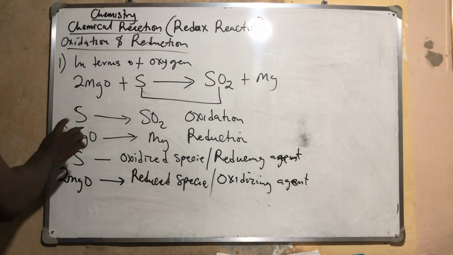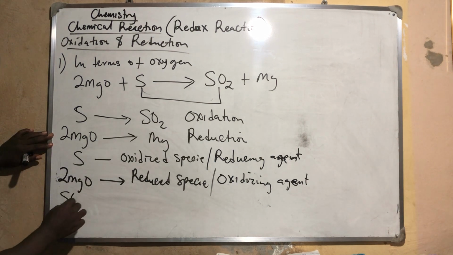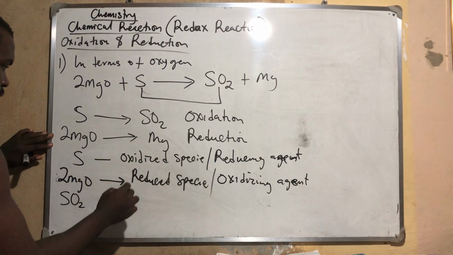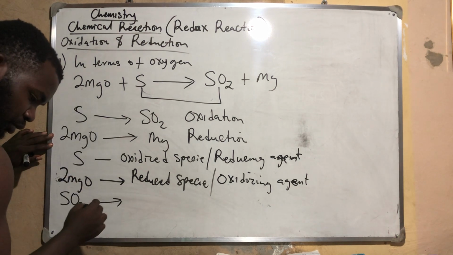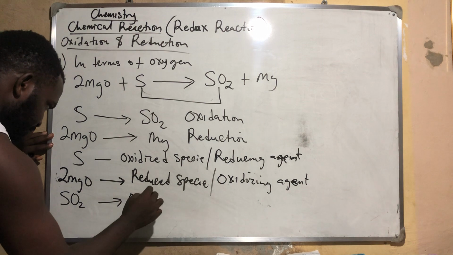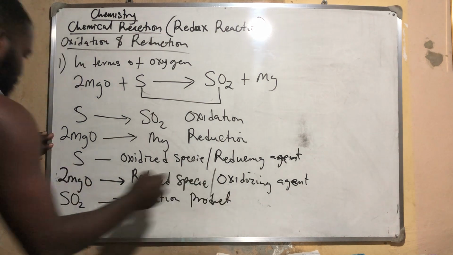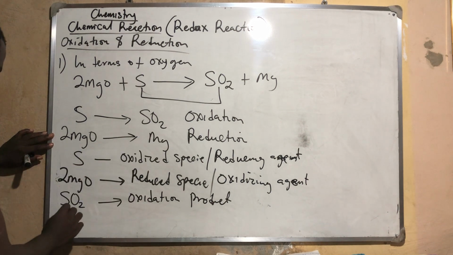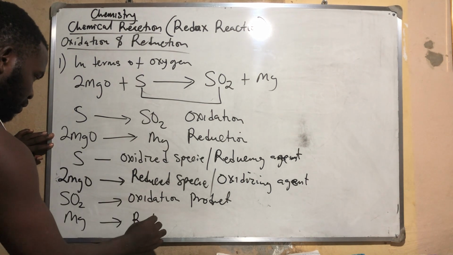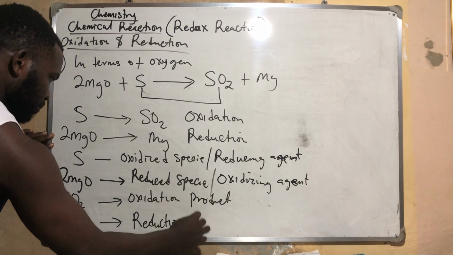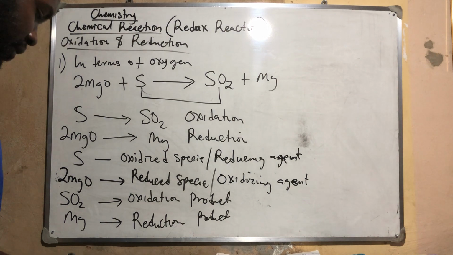If you look at this, it's oxidation, so therefore SO2 is what we call the oxidation product. While this one, Mg, is what we now call the reduction product. All right, so this is very, very simple.